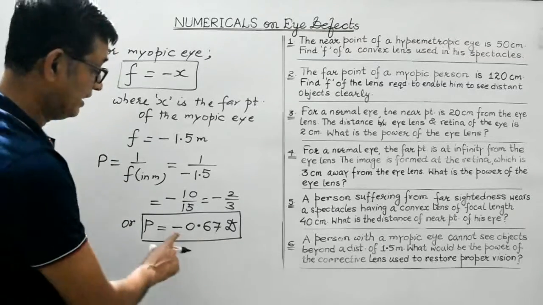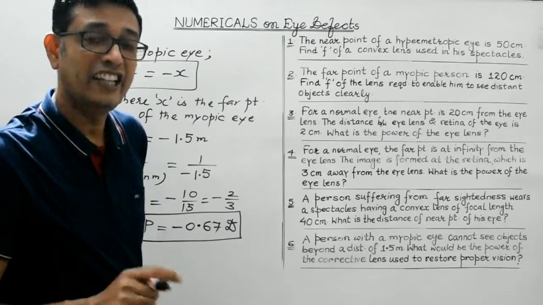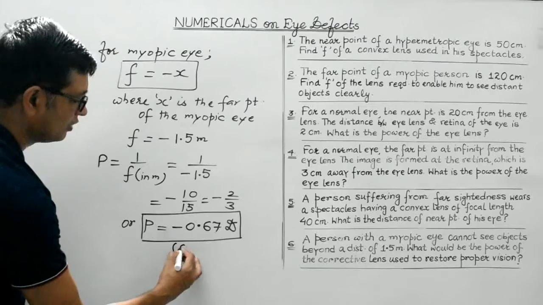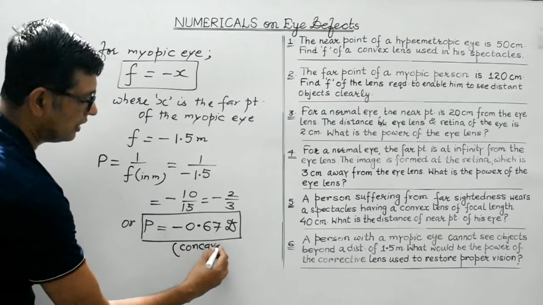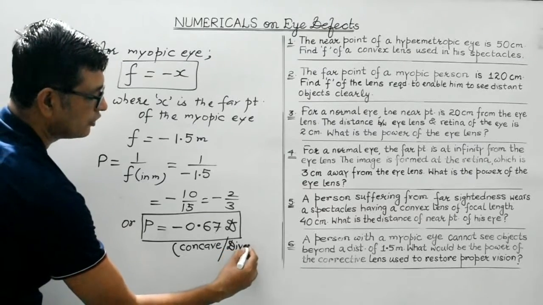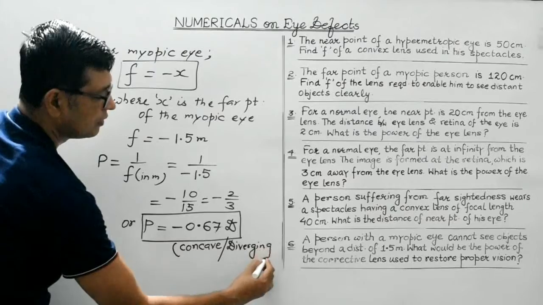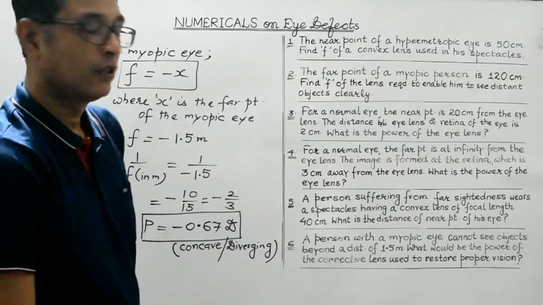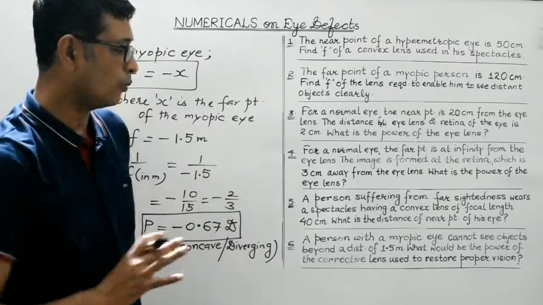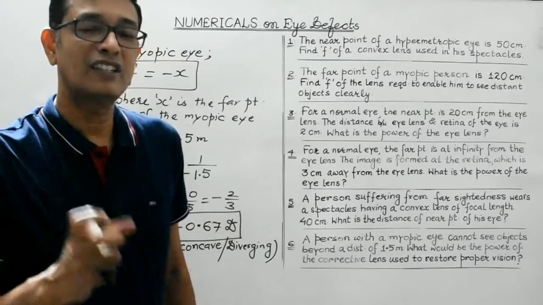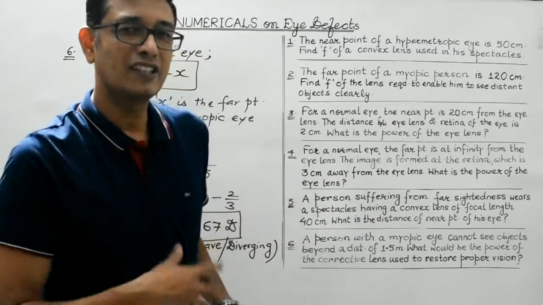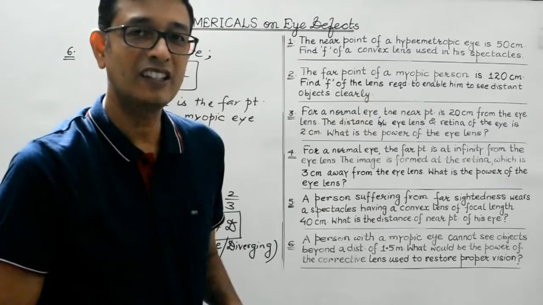So the negative sign suggests that the nature of the corrective lens to be used must be diverging or concave. So this negative sign suggests that the lens to be used must be a concave lens, or of diverging nature. Clear, students? So by using a concave or diverging lens of power minus 0.67 diopter, the person can rectify his myopic eye.